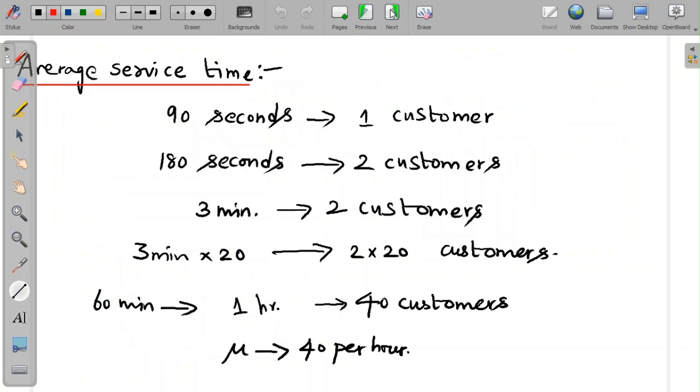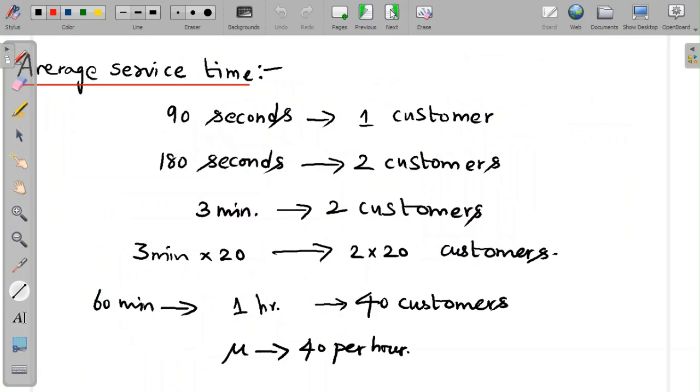It takes 90 seconds for one customer, which means it takes 180 seconds for two customers, and 180 seconds convert to 3 minutes. So two customers can be served in 3 minutes. Multiplying both sides by 20, we see that 40 customers can be served in 60 minutes, and 60 minutes convert to an hour. So we conclude that 40 customers can be served in 1 hour.